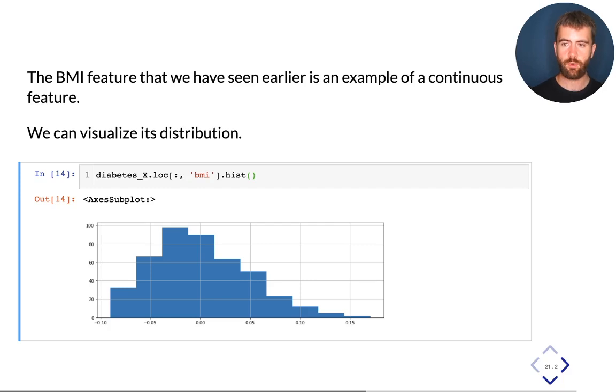An example that we saw earlier of a continuous feature is the BMI feature, and we can see that it takes a range of values. If I plot the histogram, you can see that it has this bell-shaped curve, and for different patients, this value can take any number within this range, and it could even be outside this range if we see some new patient that has a particularly high or low BMI.